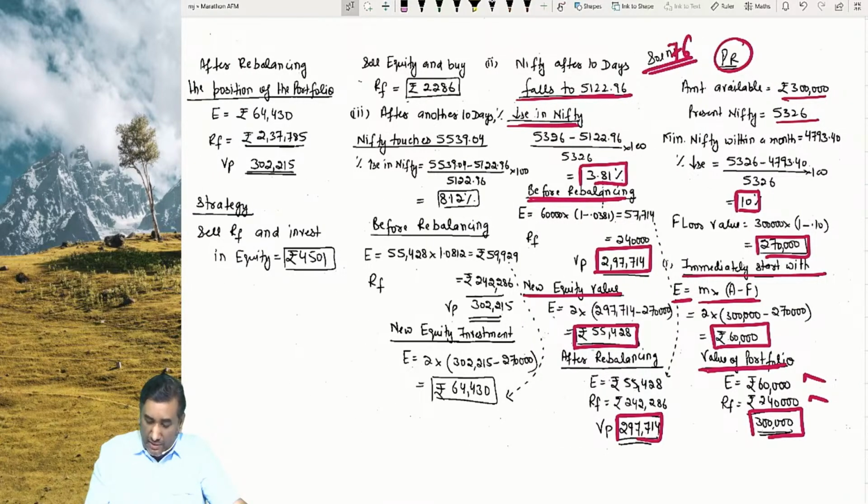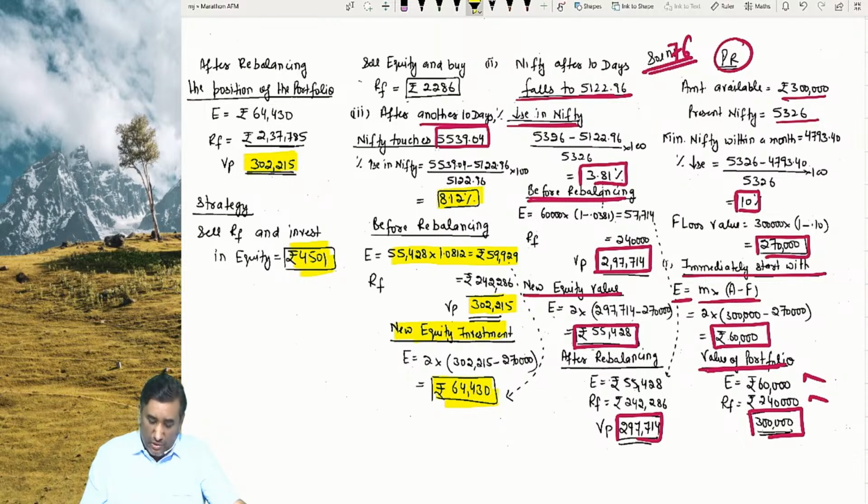Second part, what you would have done, after another 10 days, Nifty value increases. Nifty increases by 8.12. That means my equity value will also increase by 8.12, to 59,929, and my value of portfolio would be 302,215. New equity investment would be equal to 64,430, and it means your money will shift now, sell RF and move to equity. So total would be this.